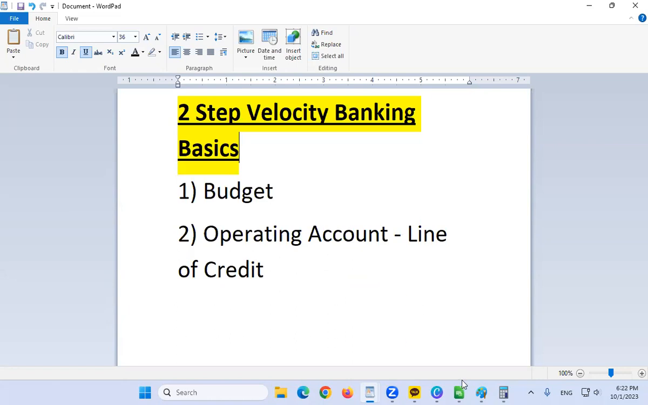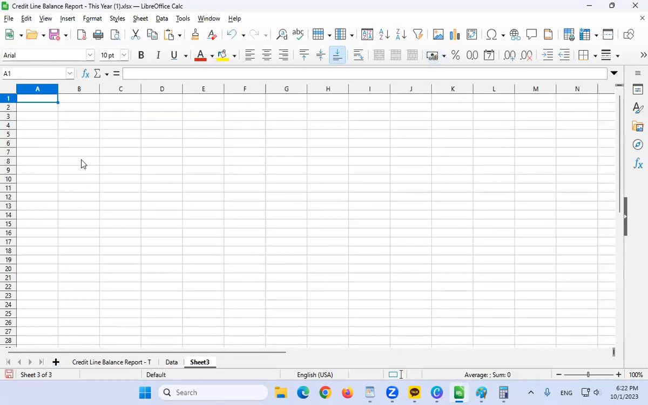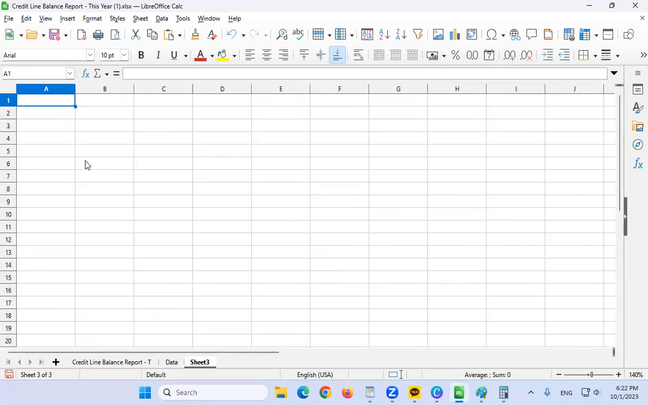So here I have what we call LibreOffice. If you have Excel or Google Sheets, you can use that as well. I just realized that this is a free version, kind of like a free version of Microsoft Excel. I like using desktop programs more than web programs, so we're going to use this for example. But let's create our own spreadsheet to demonstrate how we can visualize how velocity banking works. First, we have our paycheck, right?